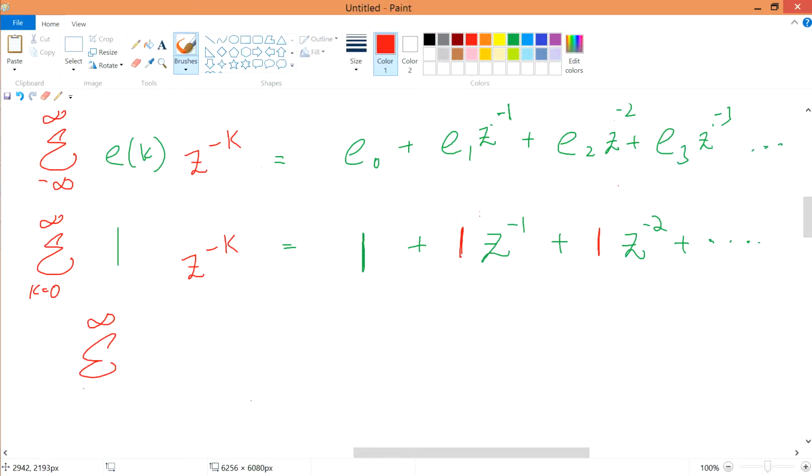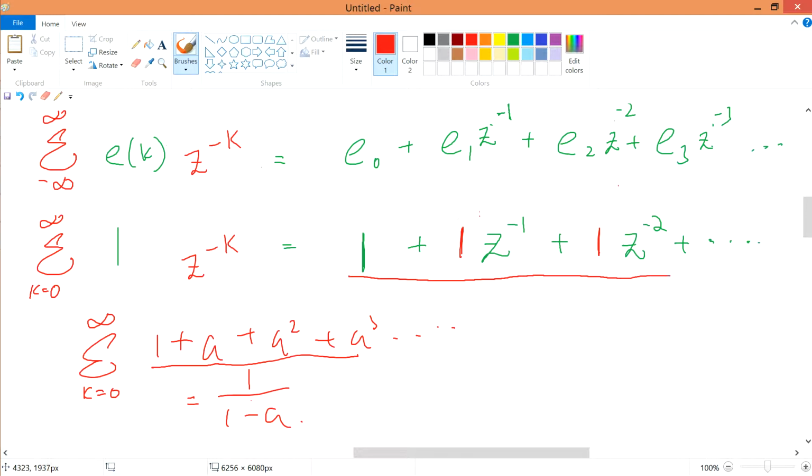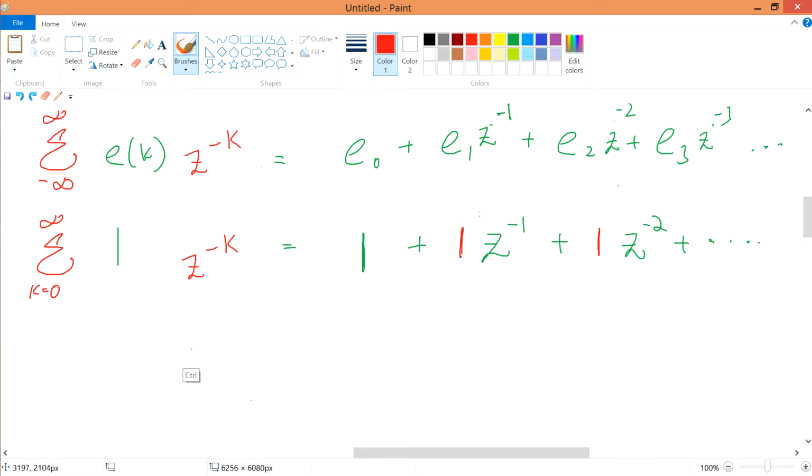The Taylor series states that the summation 1 plus a plus a squared plus a cubed, and so on and so forth, will give you 1 over 1 minus a. Currently what we have now is similar to that: 1 plus z to the minus 1, z to the minus 2 is somewhat the form of a series. So how do we do this? I simply write that.